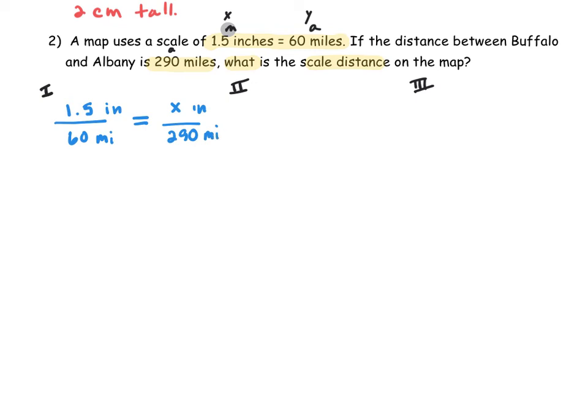So now we have our proportion. We are now ready to cross multiply. It doesn't matter which one of these you particularly start with. I'm going to start with 60 times x because that one's easiest to do in my head. And then we're going to take 1.5 times 290. So pause and complete that on your calculator.